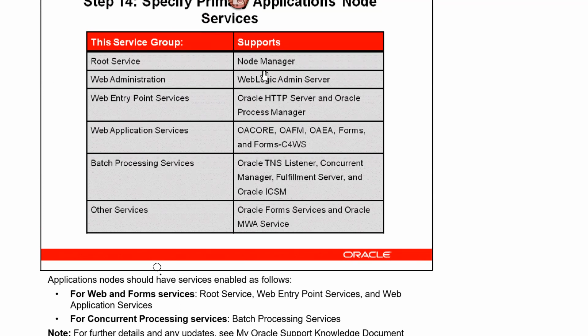Okay, root service is nothing but the node manager. Web administration is nothing but the WebLogic admin server. Web entry point services means HTTP server and the Oracle process manager. And web application services means OACore, OAFM, OAEA, forms, and Forms C4WS. And batch processing server means concurrent manager, TNS listener, fulfillment manager. Other services are like forms services and Oracle MWA. Oh, this is really good, right?